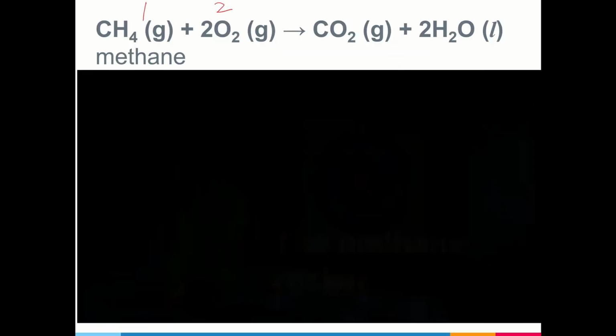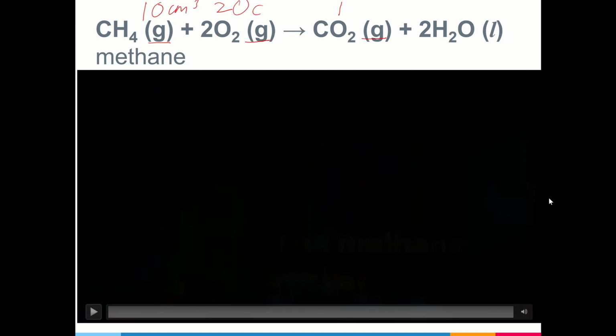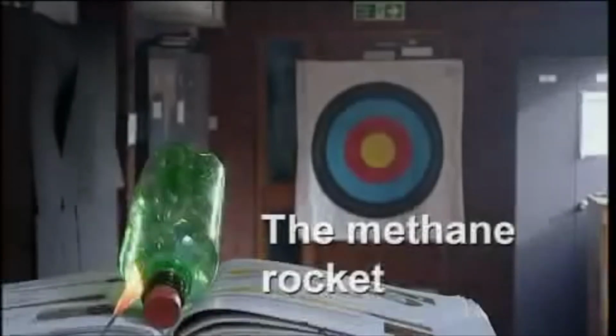Here in this equation, we see that it's 1 mole of methane reacting with 2 moles of oxygen, and then you produce 1 mole of carbon dioxide. We only look at the ones that have the same state symbols. So for example, if my methane is 10 cm cube, I will need 20 cm cube of my oxygen, and then I will produce 10 cm cube of carbon dioxide gas. Take a look at this short video.